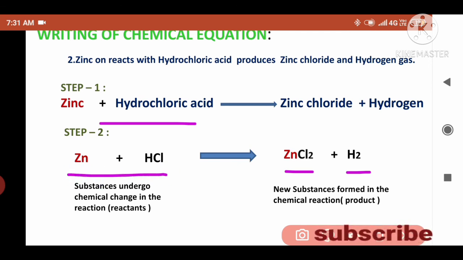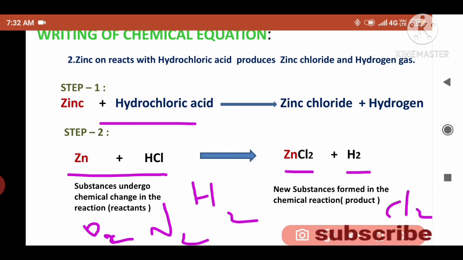While writing a chemical equation, remember one thing: hydrogen should always be represented as H2, oxygen should be represented as O2, and nitrogen should be represented as N2. And chlorine, fluorine, bromine are also represented like this: chlorine is Cl2, fluorine is F2, and iodine is I2. Why? Because all these exist as diatomic molecules. There is no possibility of existence as monoatomic molecules.